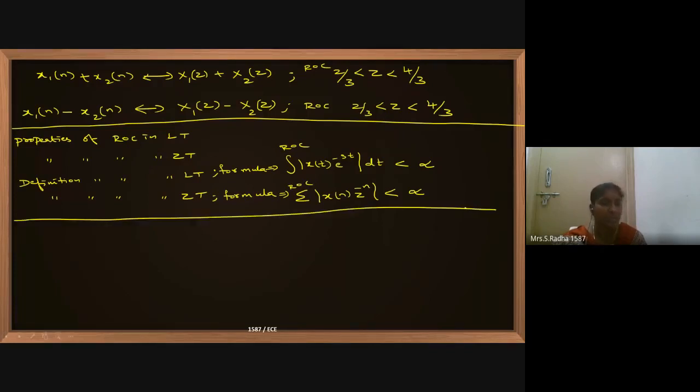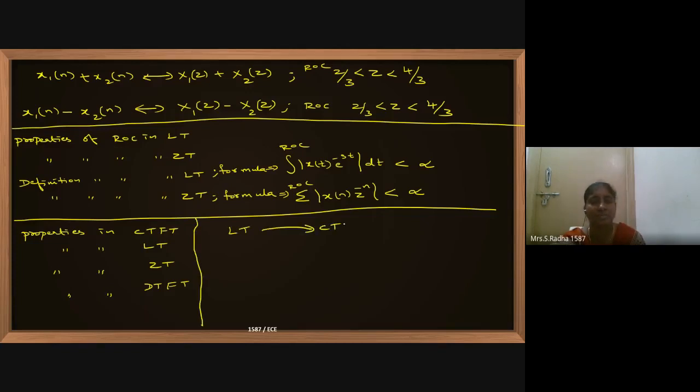Then coming to the properties. You have properties in all the things, properties in CTFT, only statements. In Laplace transform, Z transform, DTFT, we have properties, only statements, because direct questions may come. Only statements you have to remember. So how to change Laplace transform to CTFT? We are having X of s, we are having j omega.